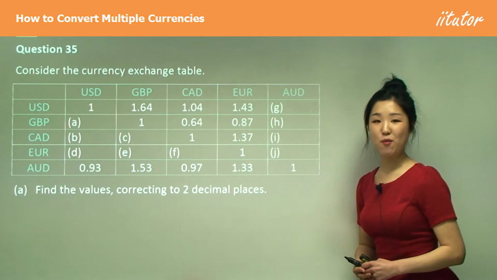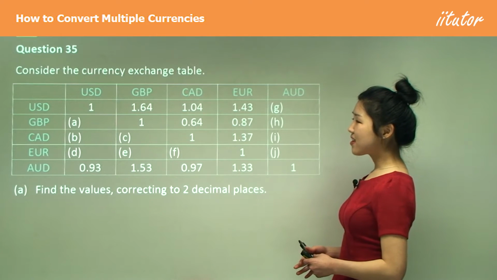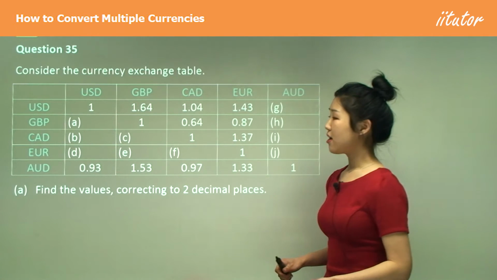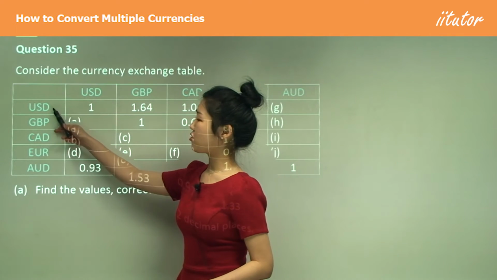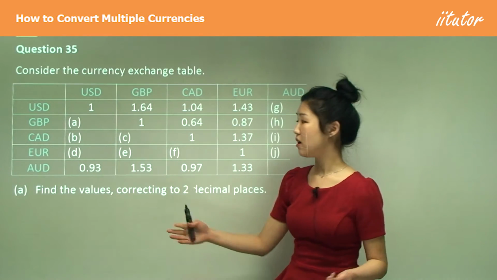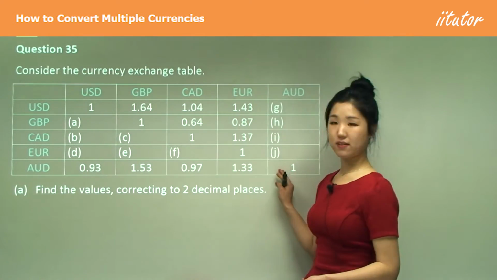Okay, question 35, we're going to work with some tables. Consider the currency exchange table. This is a little table you like to utilize. So it's basically telling us when I want to change USD to USD, it's just 1 USD is equal to 1 USD. So you can see all of these are just 1, obviously.